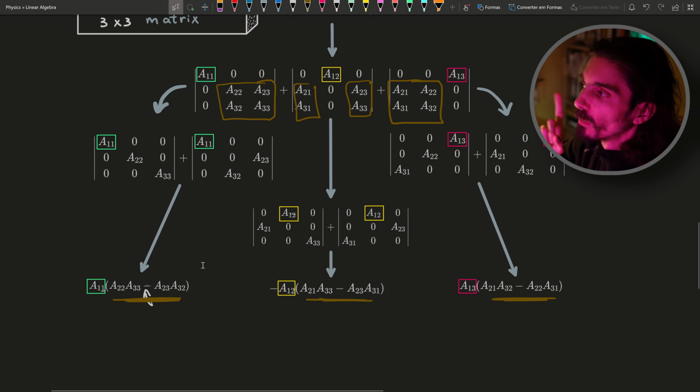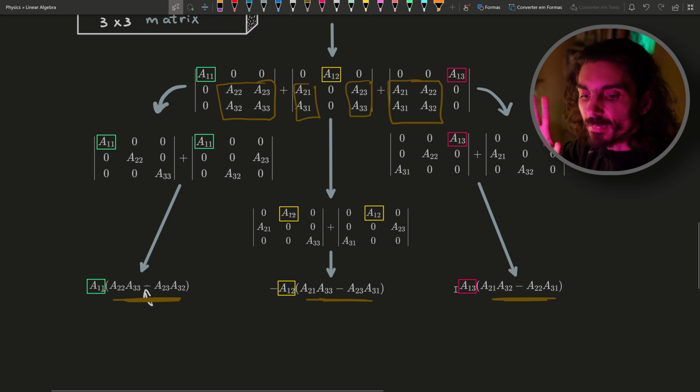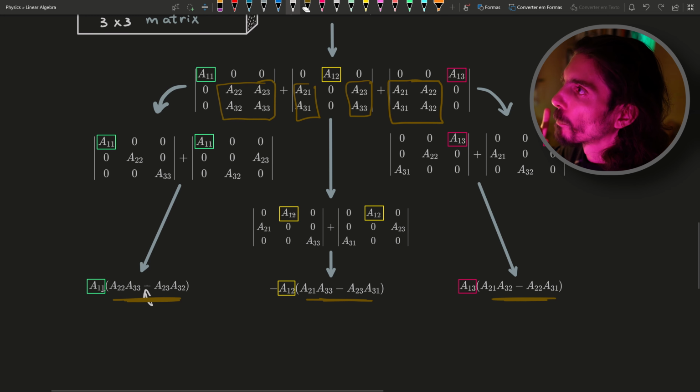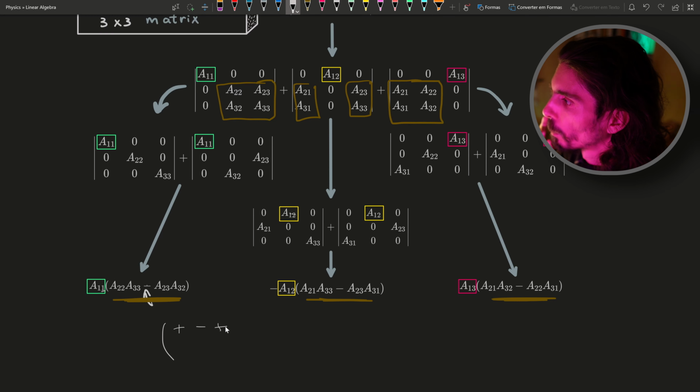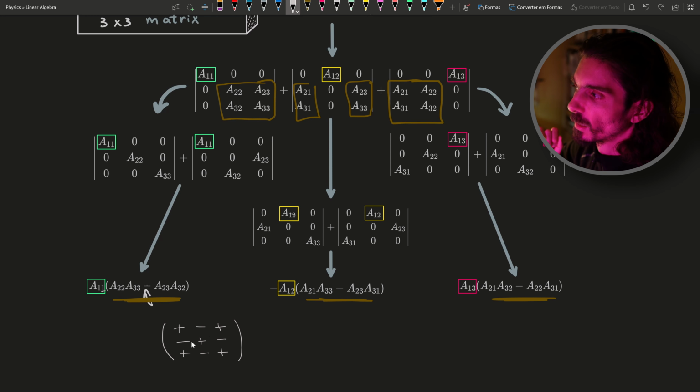Very important. There is, however, something special. There is a sign here. This is plus, this is minus, this is plus. There is a pattern here. I'm going to tell you the pattern, by the way. The pattern looks like this. Plus, minus, plus, minus, plus, minus, and plus, minus, plus, by the way.